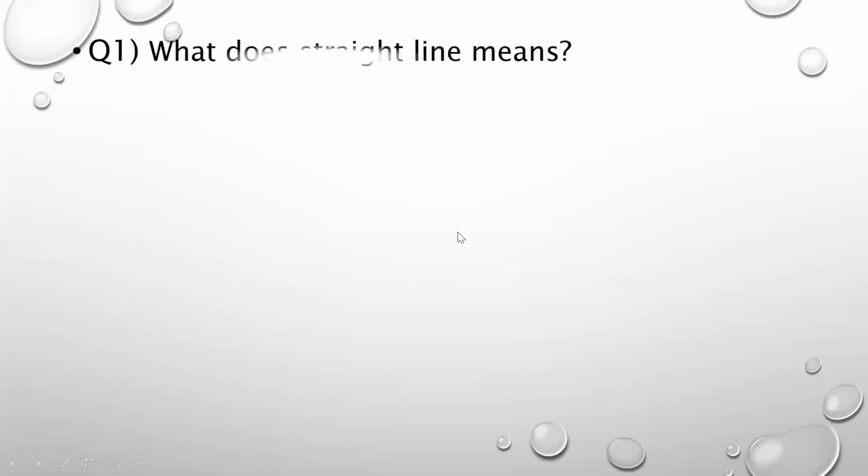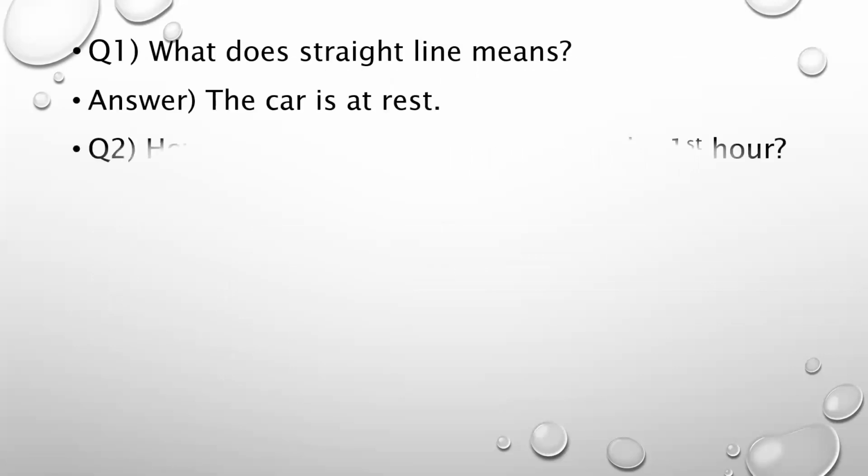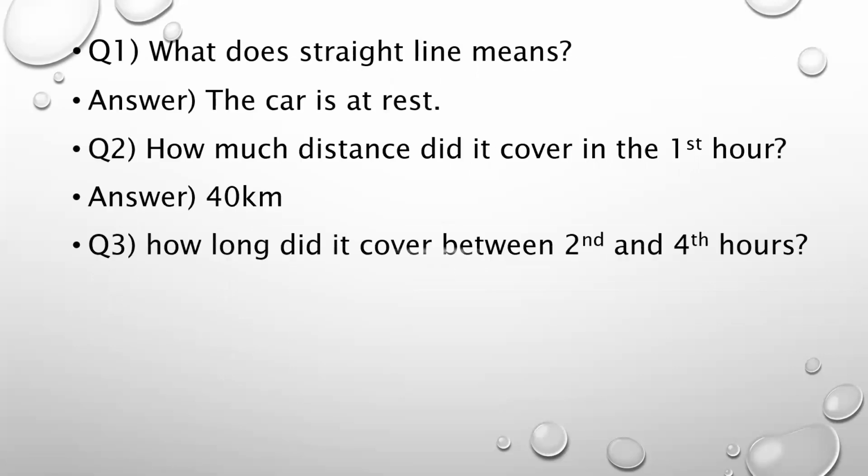The first question is, what does the straight line mean? As you can see in the previous slide, in the third and fourth hour, we have the reading 80. There we have the straight line. It means the car is at rest, whatever be the reason.